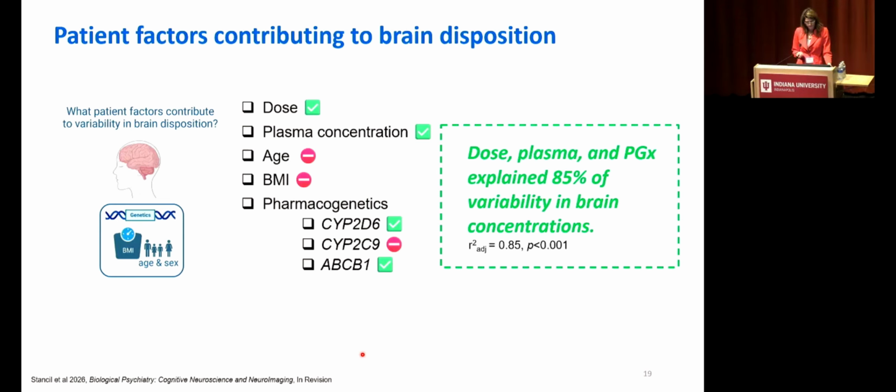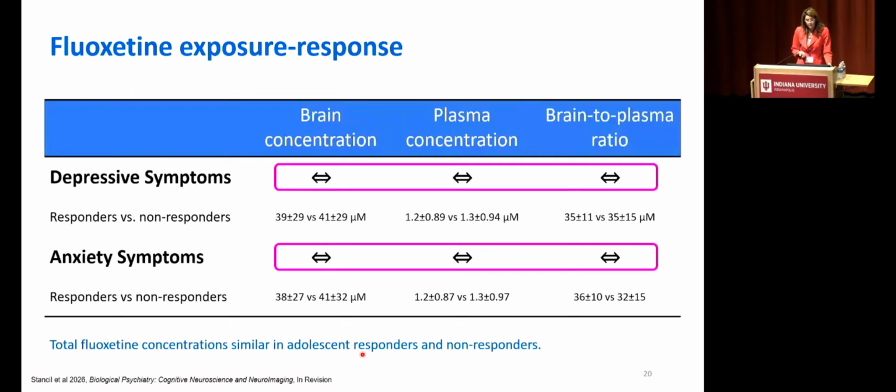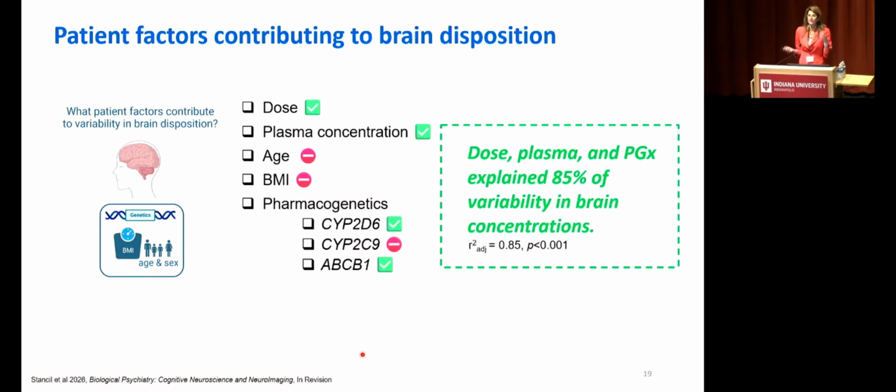they are there. So that's all great and wonderful. We can understand the individual factors that can contribute to variability in brain disposition. We can do the same thing with plasma concentrations, and I know folks in this room do this often. But what does it matter if it doesn't tell us anything about response, right?